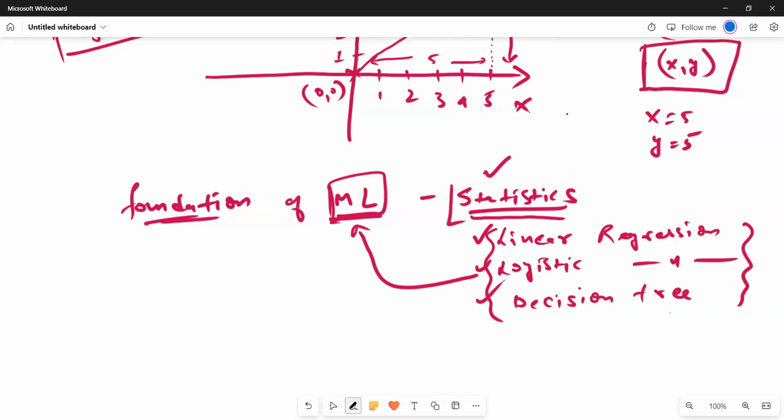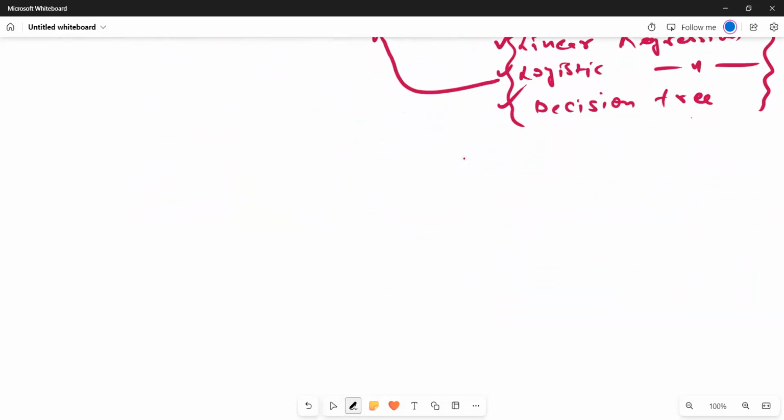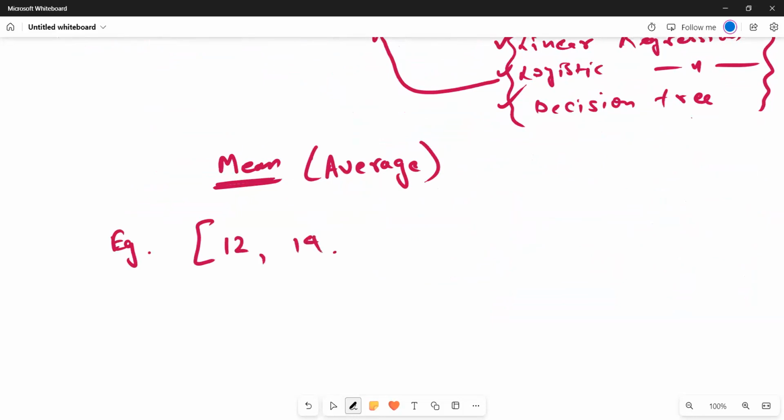So this is where statistics plays a very important role when it comes to dealing with data sets, dealing with machine learning algorithms, training your machine learning models, and so on and so forth. So here, let's say I talk about the term mean. It is nothing but the average of the data. For example, let's say I have 5 data points, maybe 12, 14, another 14, 17 and 18. So these are my data points.